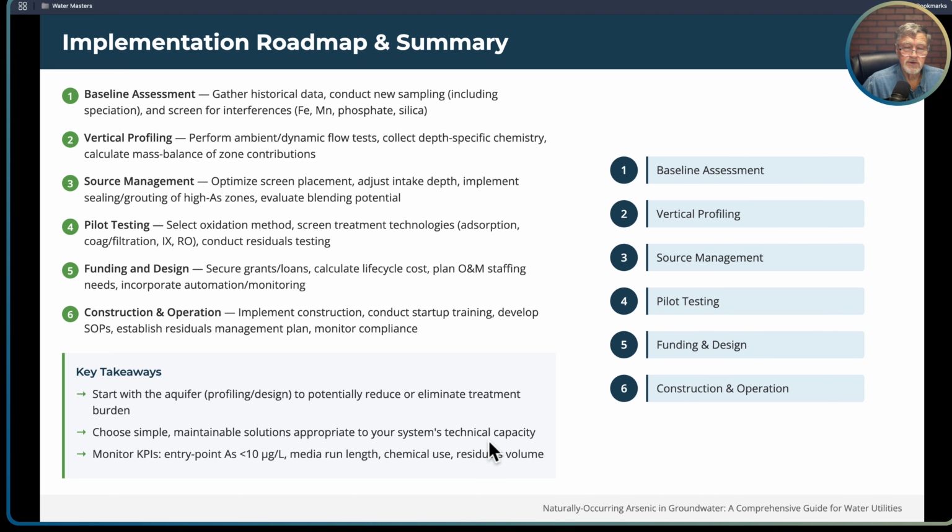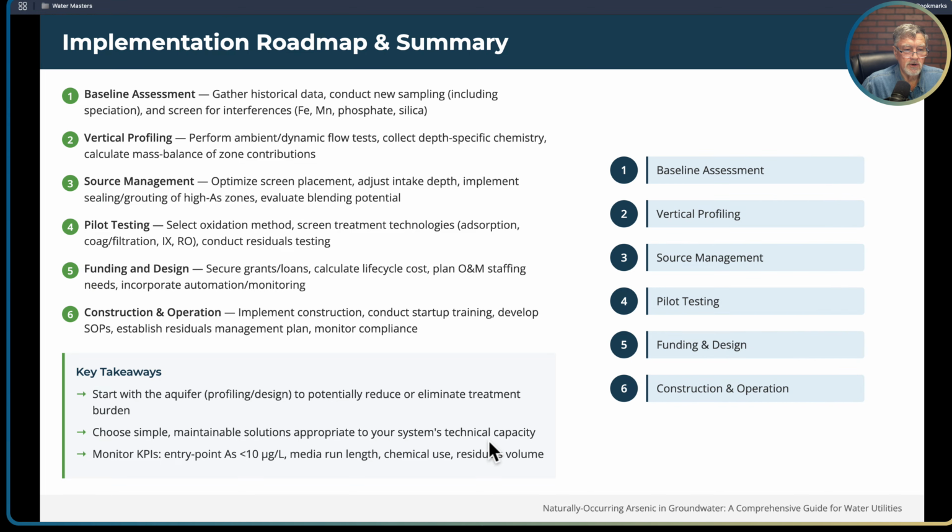Funding and design, you're going to need to understand what it's going to cost you, secure the loans and grants, calculate your life cycle cost. That's going to be a big determinant. I'm not really big on looking at the initial capital cost. I like to look at the total cost over its life cycle. That's really the proper way to look at any capital investment.